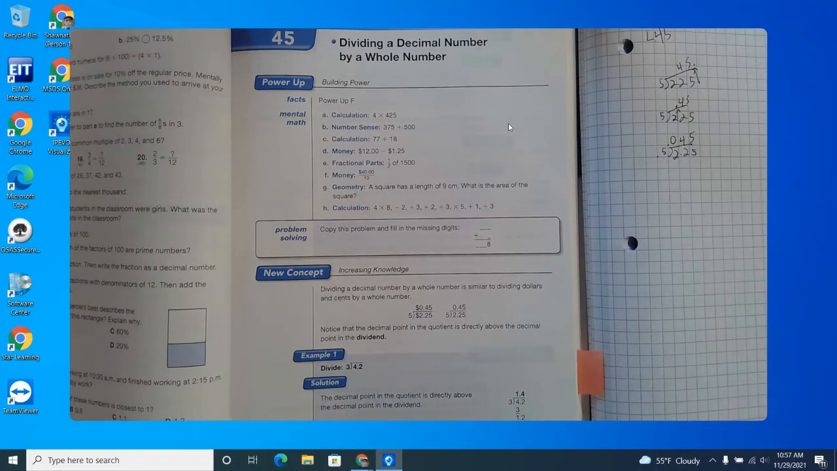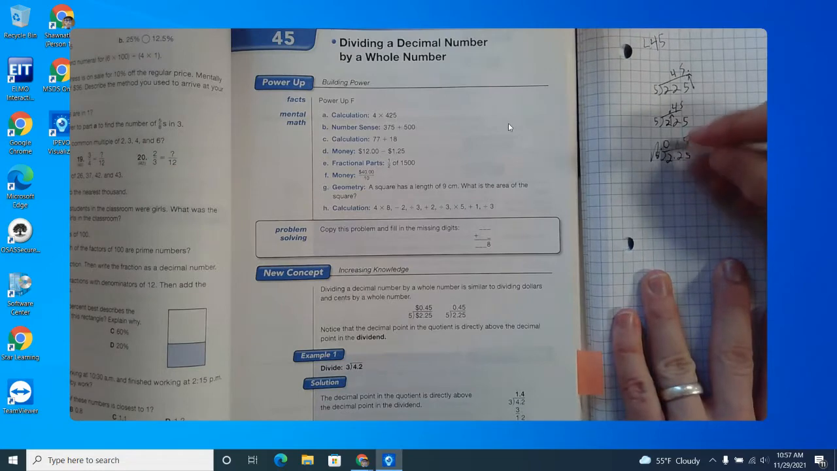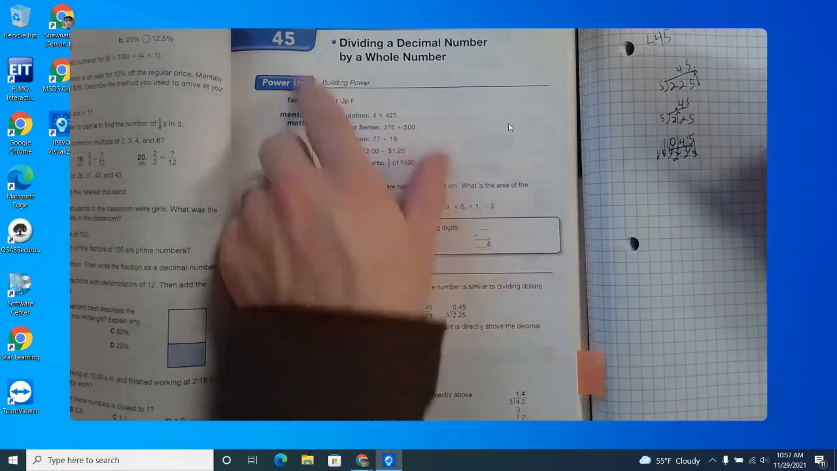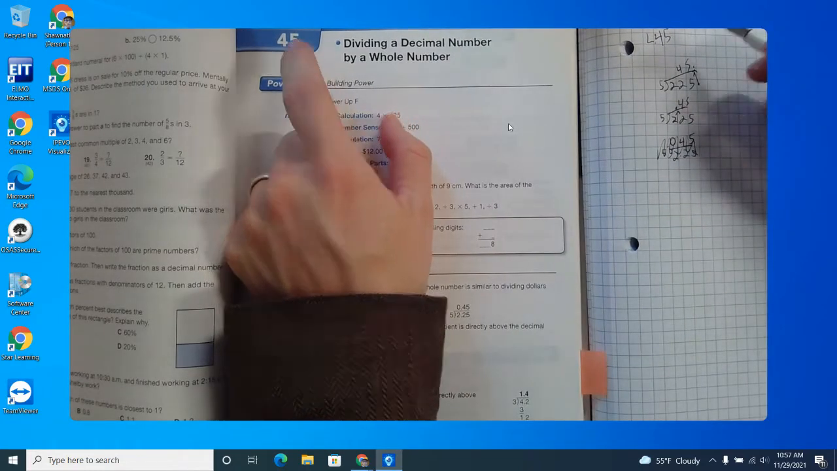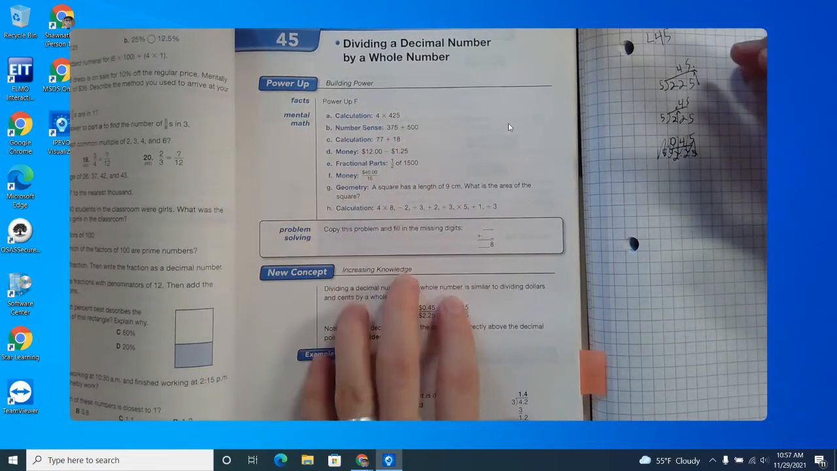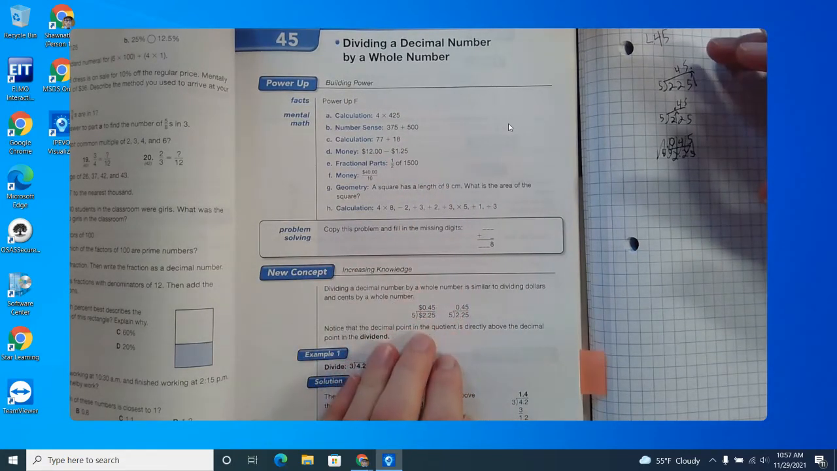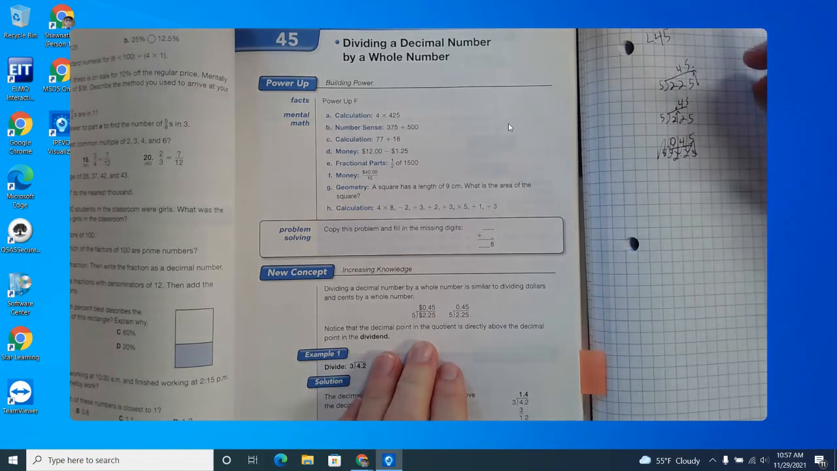I want to go over our math, lesson 45. You're going to do your mental math, you're going to do your problem solving, then jump into the new concept, dividing a decimal number by a whole number. It's not all that hard, actually. It's going to be pretty similar.